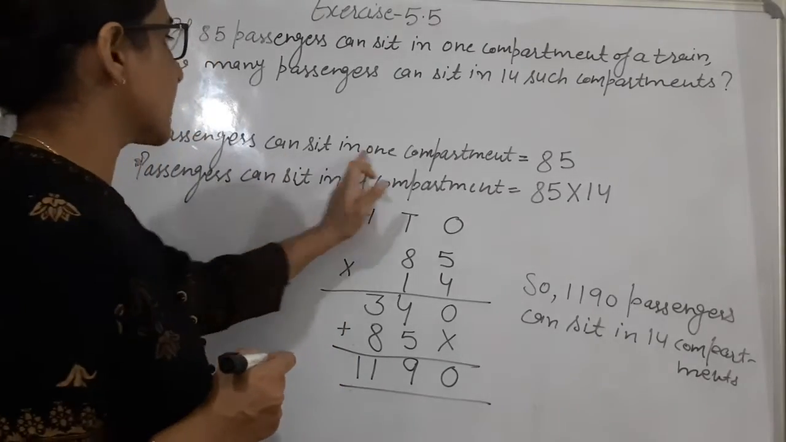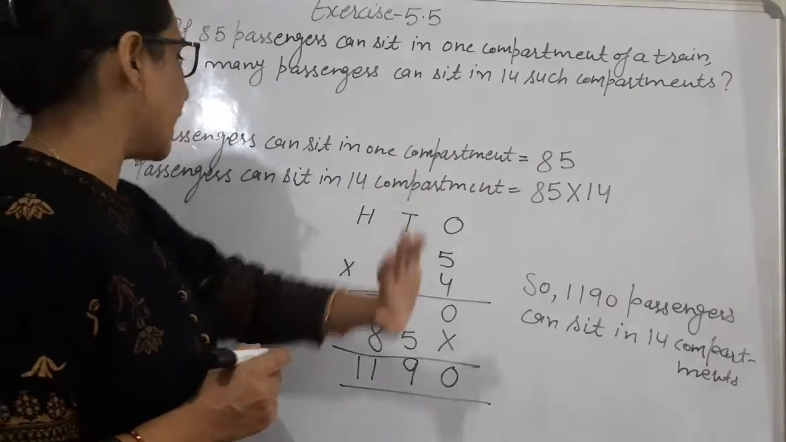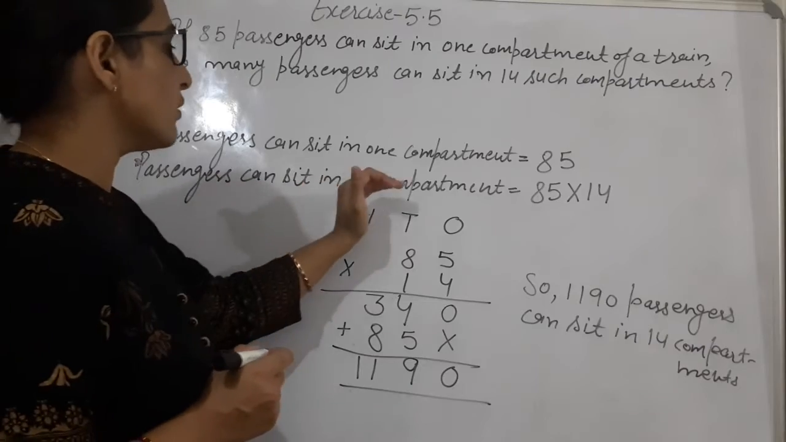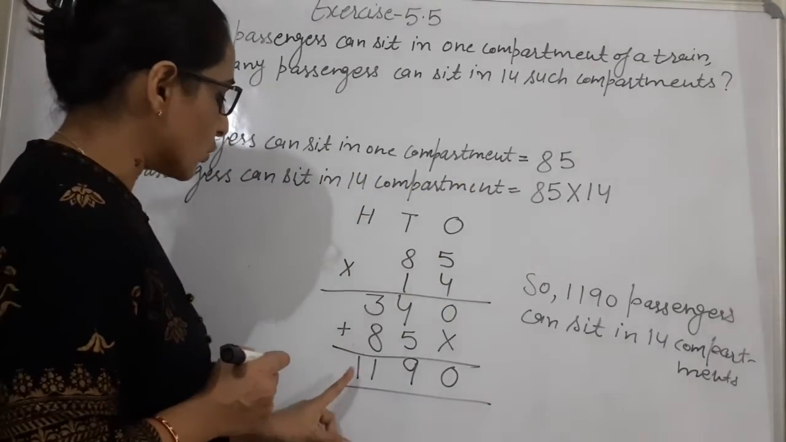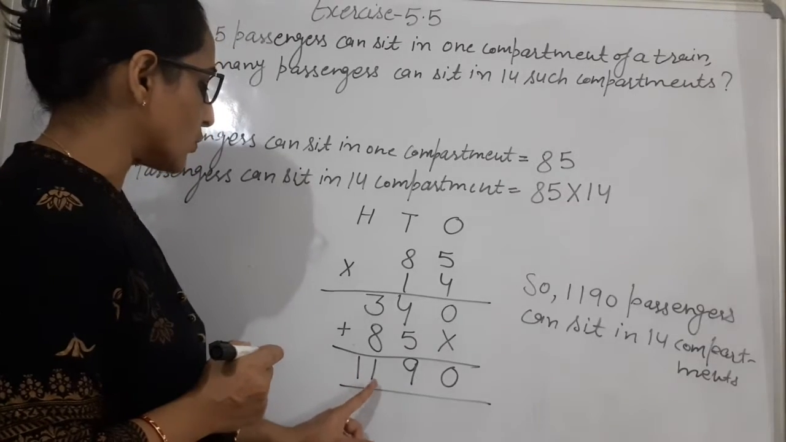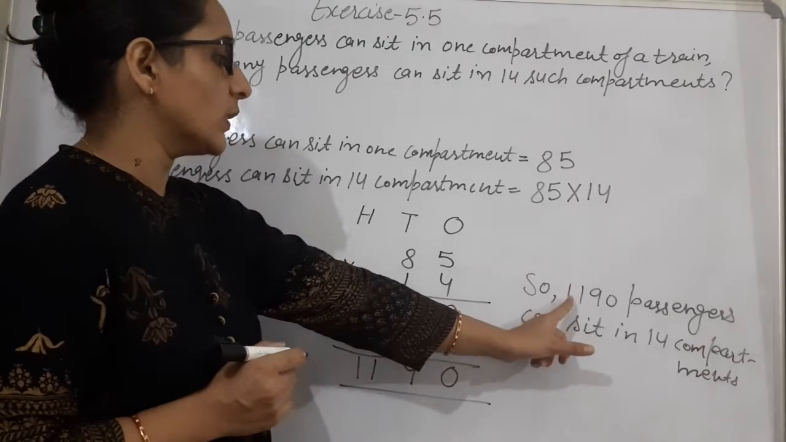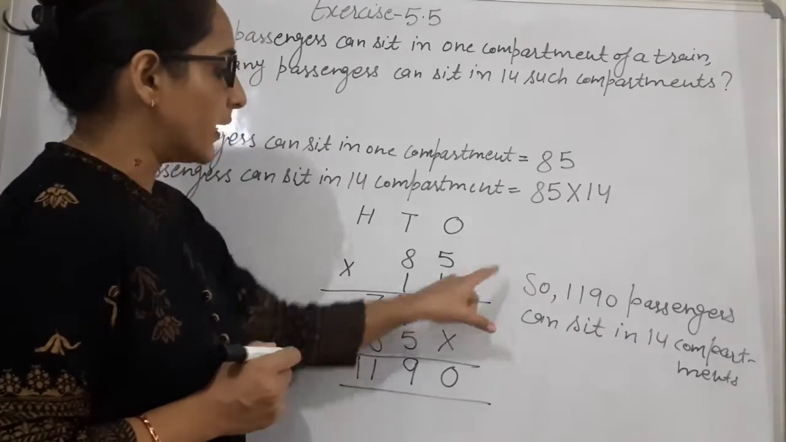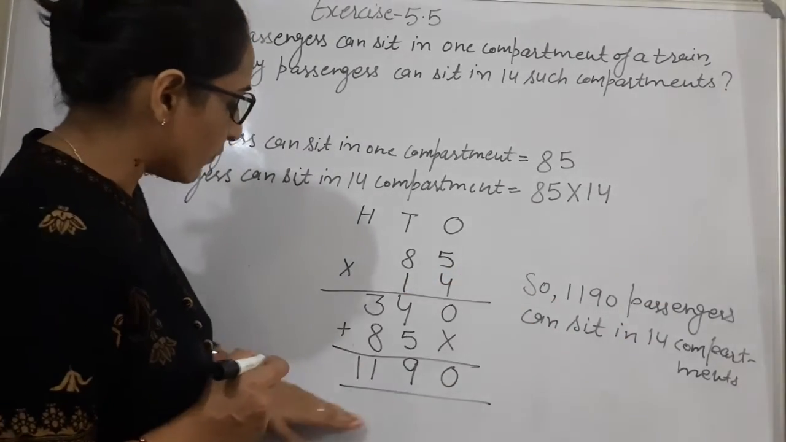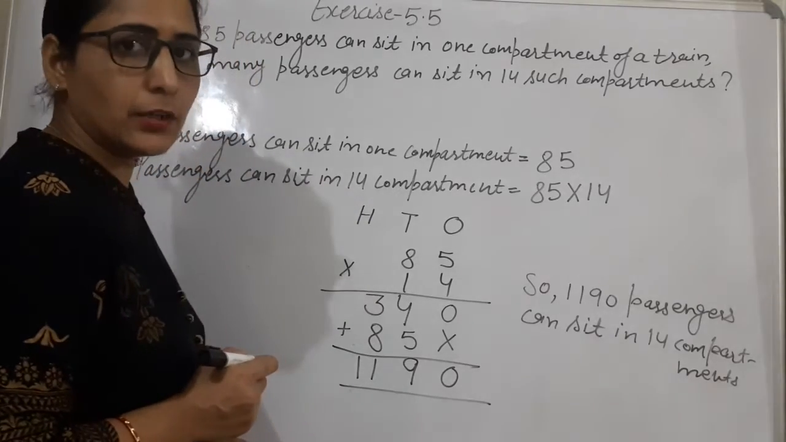We write passengers can sit in one compartment, that is 85. Passengers can sit in 14 compartments. So we will do multiply. After multiply, so how many people can sit? It's 1190. So 1190 passengers can sit in 14 compartments. So you write this line here. After that your solution. Clear all of you?